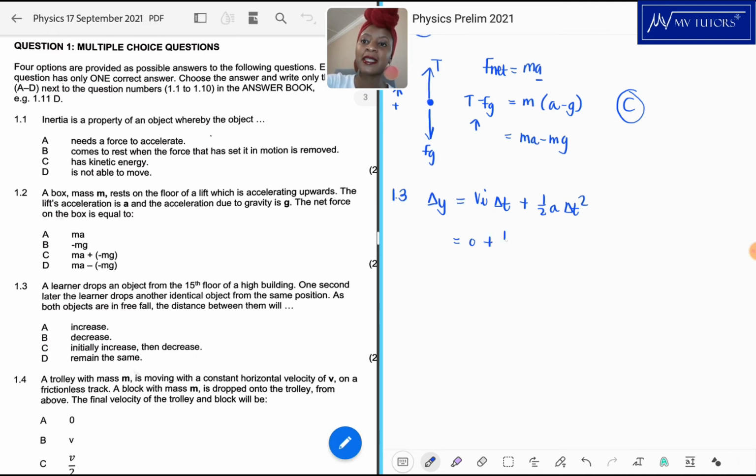So after 1 second, we're going down, so I'm taking down as positive. Sorry about that. So I'm taking down as positive, so 9.8 will be positive. And then I have time, which is 1 second. So this is what object 1's distance will be. So the distance between object 1 and 2 at 1 second, if we take our calculator, let me just pause to get the calculator.